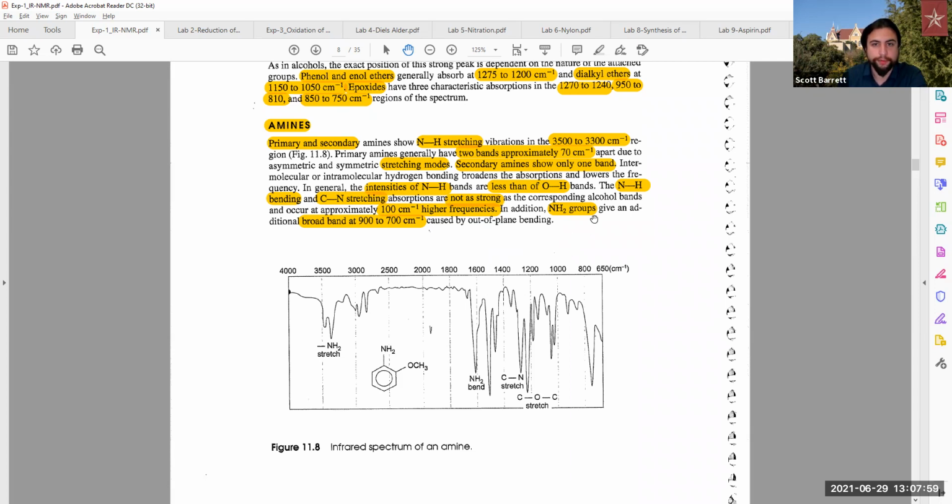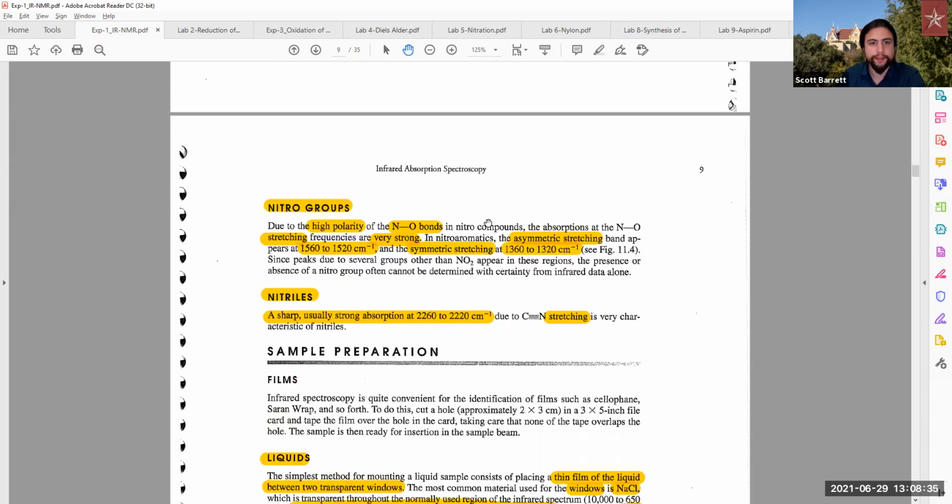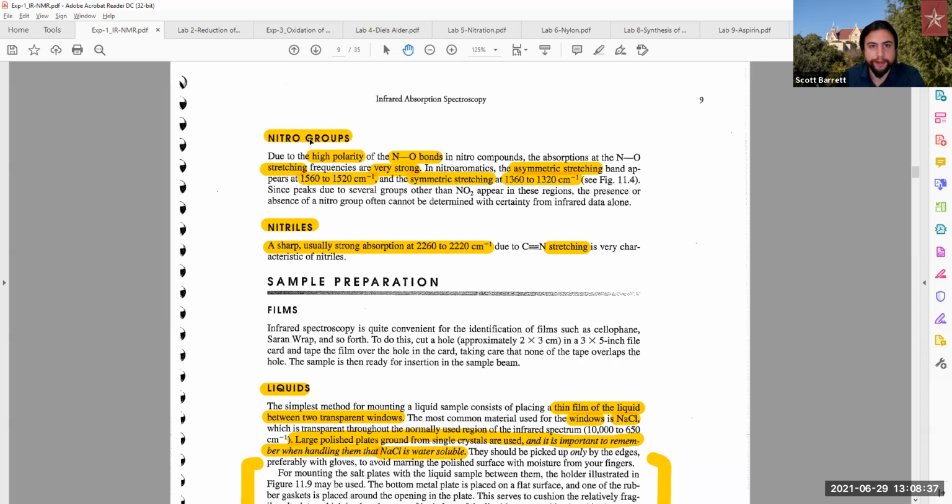So additionally, it should be noted that the nitrogen-hydrogen bending and carbon-nitrogen stretching are not as strong, and they can occur at around 100 inverse centimeters higher frequencies if you do have those bonds. But there also is another broad band from 900 to 700 inverse centimeters from the out-of-plane bending of the amine group. And again, the fingerprint region is a little bit ambiguous to look at. So primarily you would want to find more of the common ones, such as in the 3,300 to 3,500 inverse centimeter range. So the last 2 for today are going to be the nitro group.